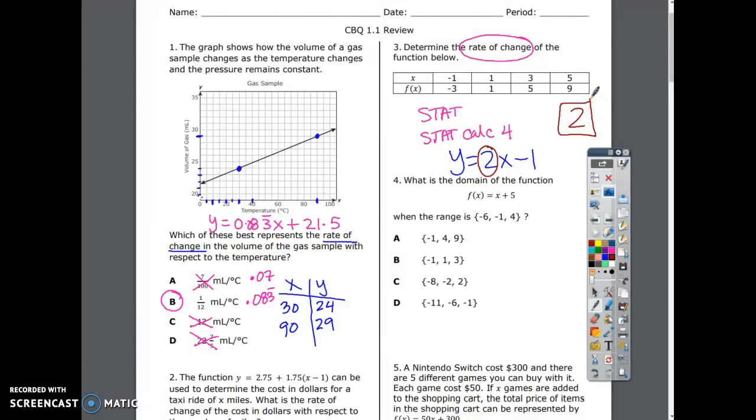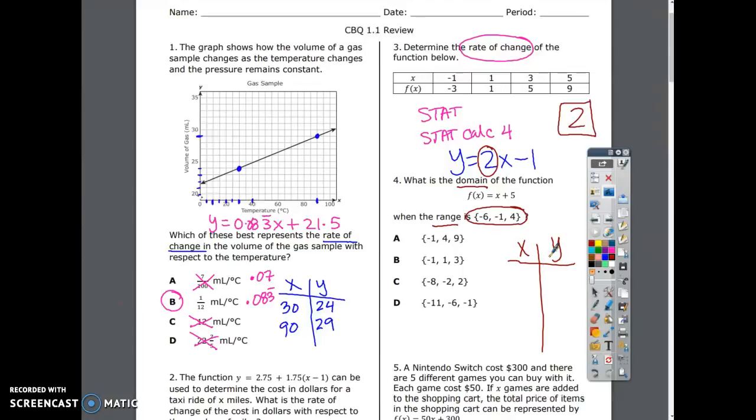Okay? For problem number 4, it's asking what is the domain of the function f of x equals x plus 5 when the range is -6, -1, and 4. So we need to make our table.